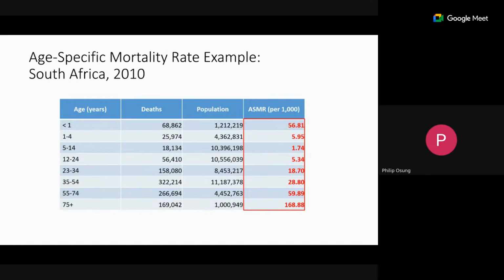It has some water. Less than 1 to 4, 5 to 14. Yes, sir. So it's basically a snapshot. The other populations are not included. Yes, sir. So it's just an example of what we wanted to demonstrate here.